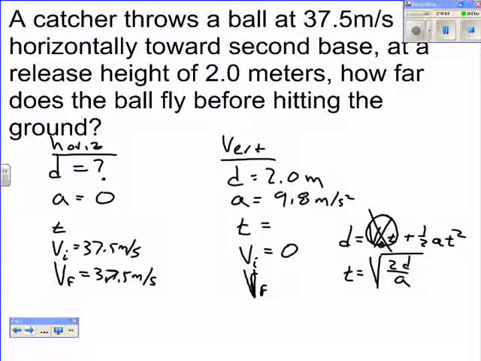These two equations are exactly the same thing. If you can't do the algebra, you need to know two equations. If you can do the algebra, you only need to know one. So time would be the square root of 2 times my distance of 2 over 9.8. Take the square root. 0.64.